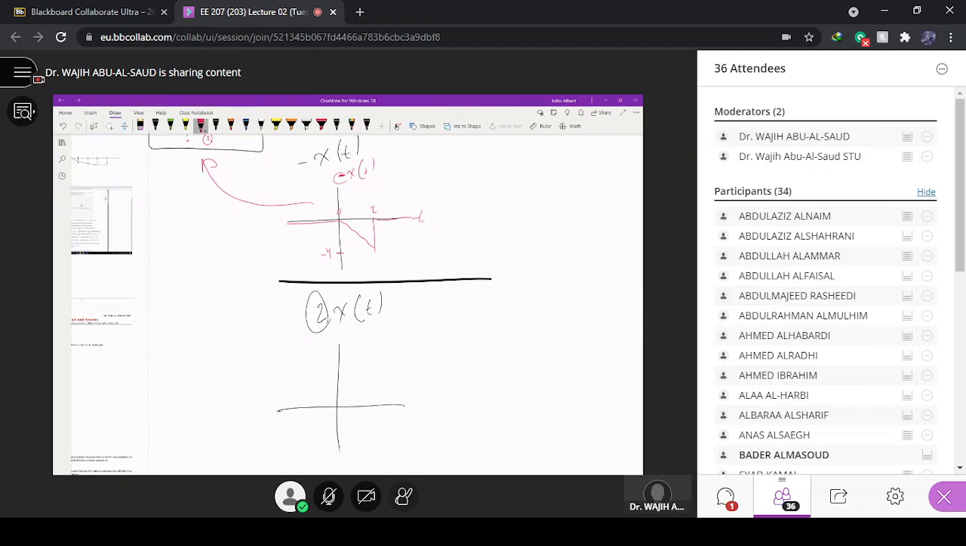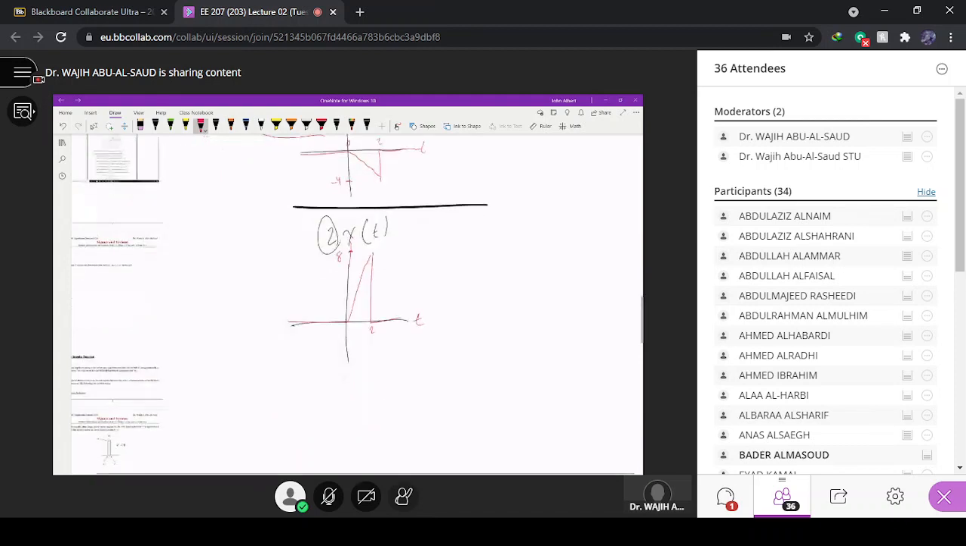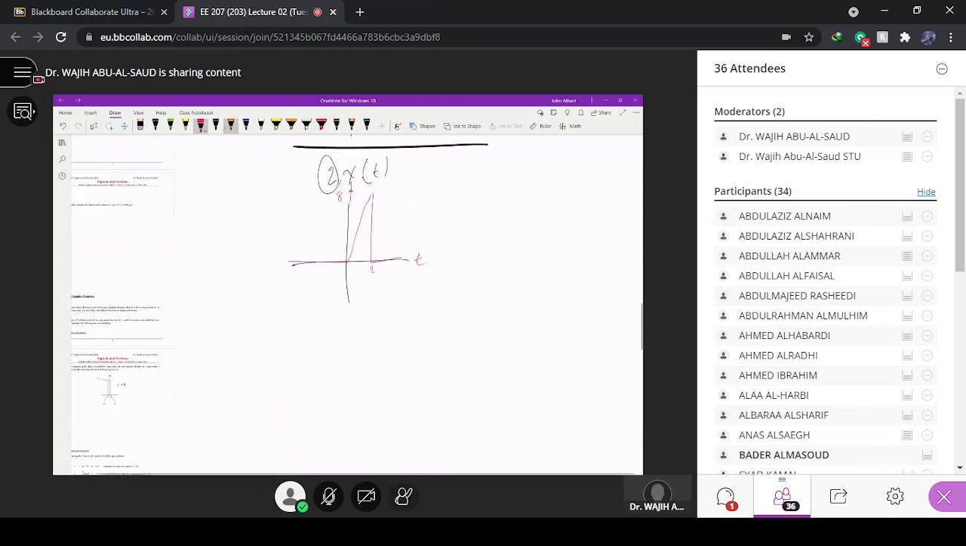So it will look like that, sharper, where this becomes equal to, I think it was 4, now it becomes equal to 8. And everything in time remains exactly the same. Nothing changes in time. Things will only change in the amplitude. Okay? And the last thing is, what if we have the following?